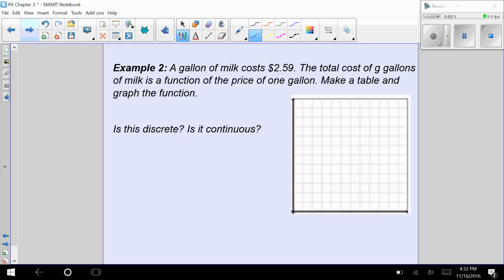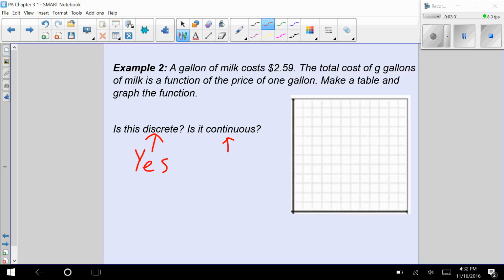Let's look at a graphing situation. A gallon of milk costs $2.59. The total cost of G gallons of milk is a function of the price of 1 gallon. Make a table and graph the function. First, we're going to ask ourselves, is it discrete? Can I count gallons of milk and price? Yes, it is. It is discrete.